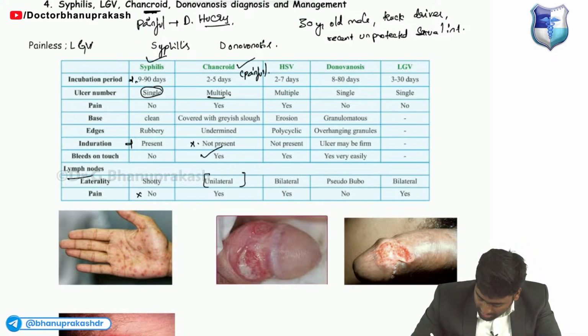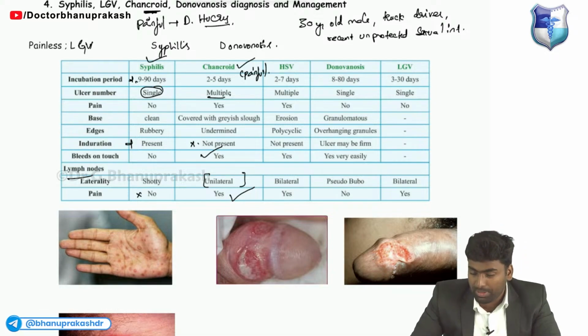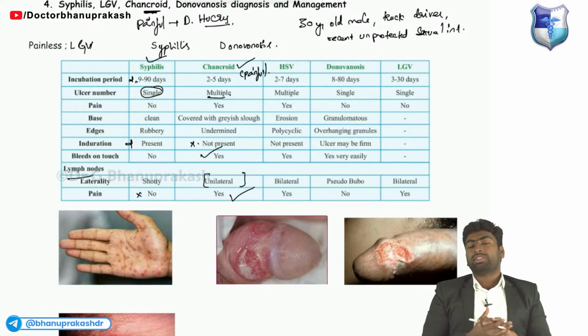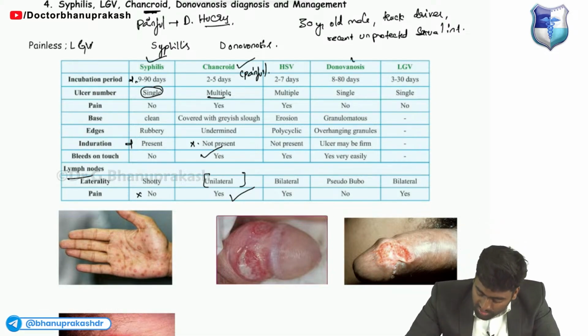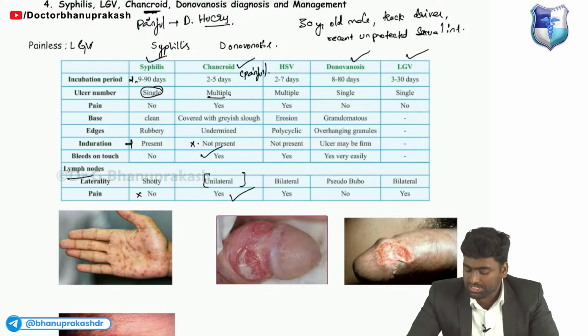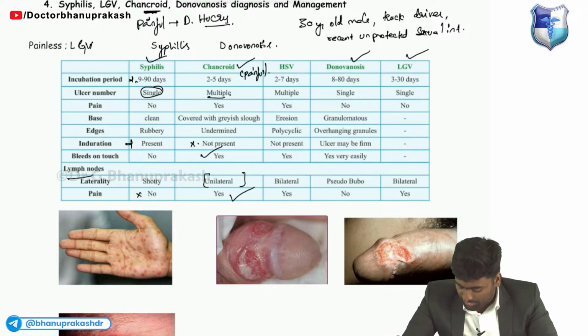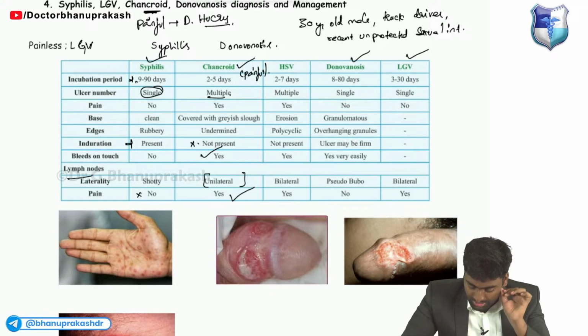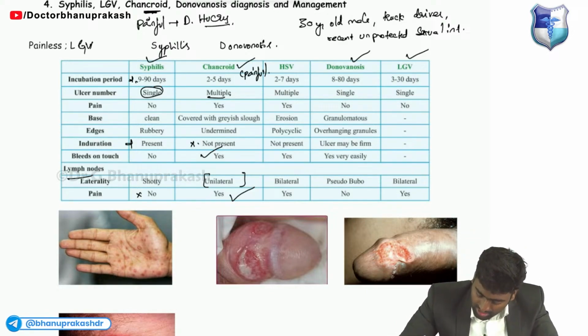And as I told you, there will be a painful ulcer. Fine. And now next, if you see about Donovanosis and lymphogranuloma venereum, then you just see Donovanosis and lymphogranuloma venereum.